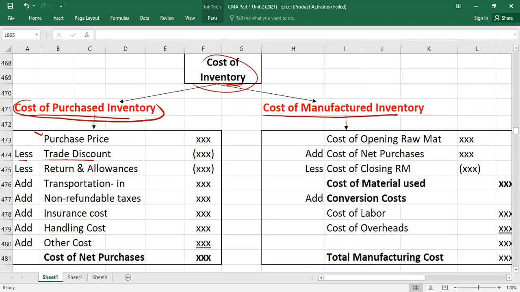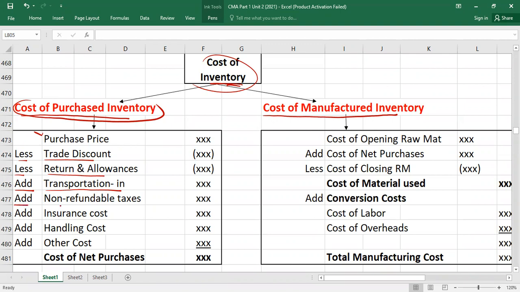Trade discount. Sometimes the supplier might offer you a discount on the list price, right or wrong? That discount you have to subtract. Then you have to deduct purchase returns and allowances. Maybe you have some purchase returns also, so you will deduct them from here. Then, guys, you will add transportation in cost, because this is a cost you incur to bring the inventory.